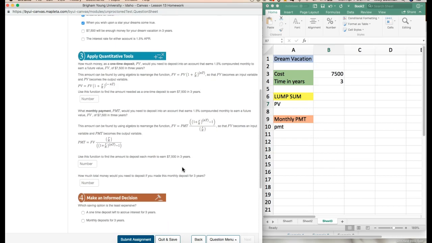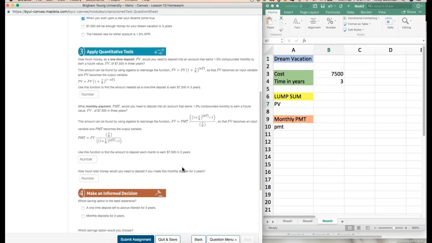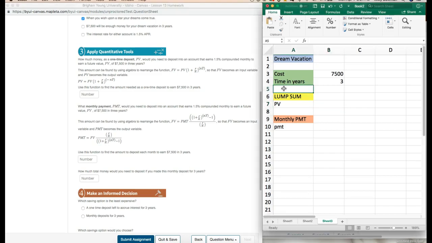Okay, number 3. Apply quantitative tools. How much money as a one-time deposit, or the present value, would you need to deposit into an account that earns 1.5% compounded monthly to earn a future value, or FV, of $7,500 in 3 years? I should put that over here, and I didn't. So we need APR is 1.5%. I apologize, that wasn't put in my little Excel spreadsheet over here.